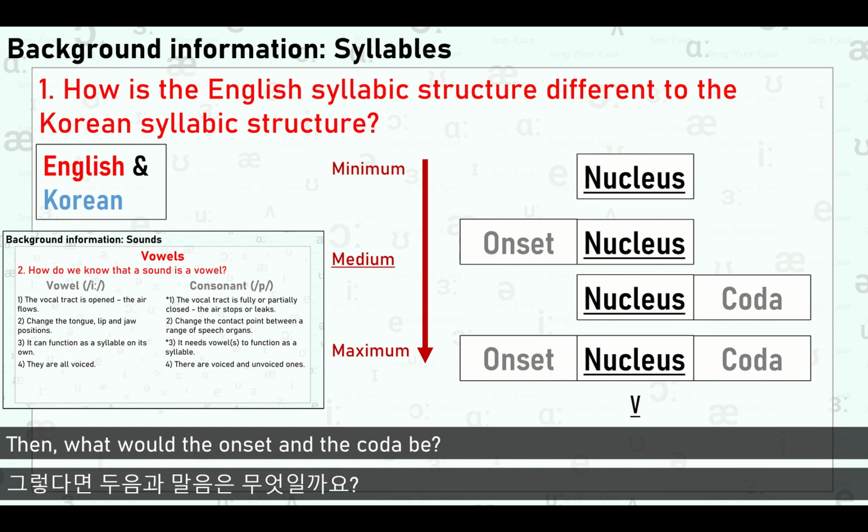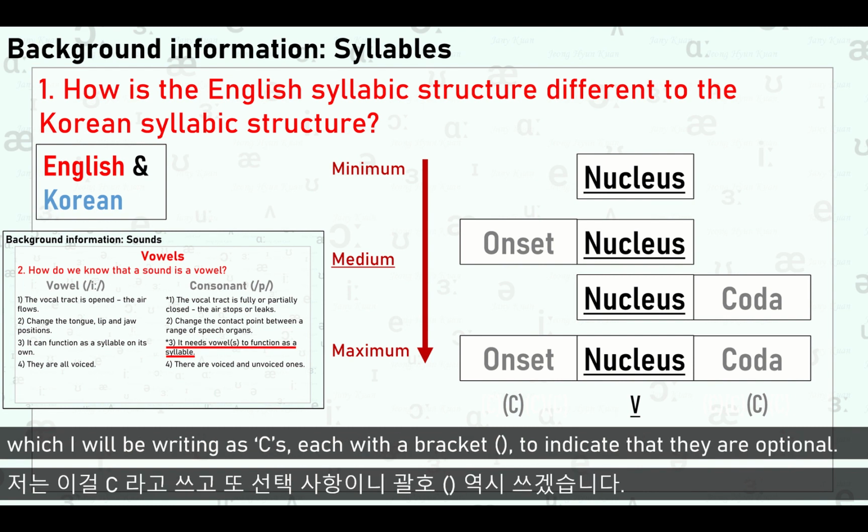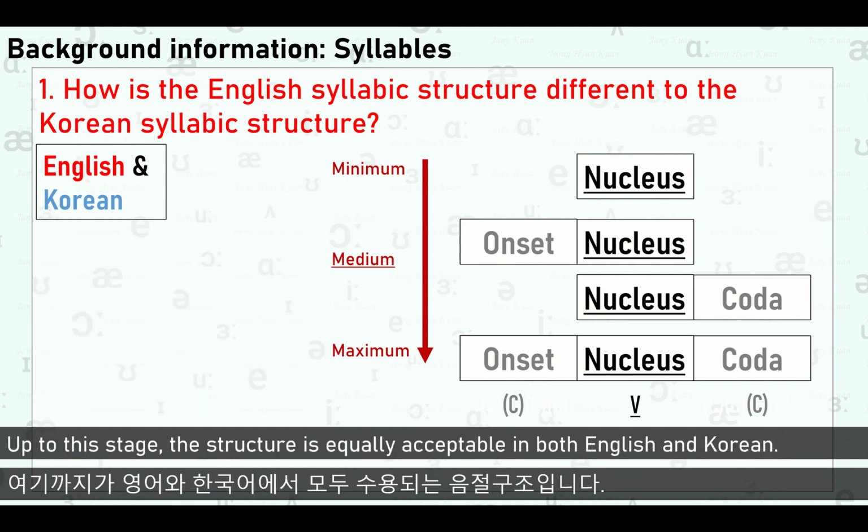Then, what would the onset and the coda be? At the basic stage, each of them could take one consonant, which I will be writing as C's, each with a bracket to indicate that they are optional. And up to this stage, the structure is equally acceptable in both English and Korean.